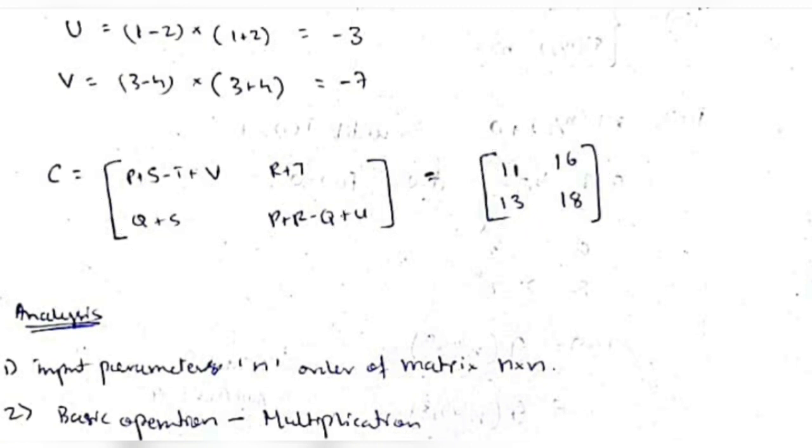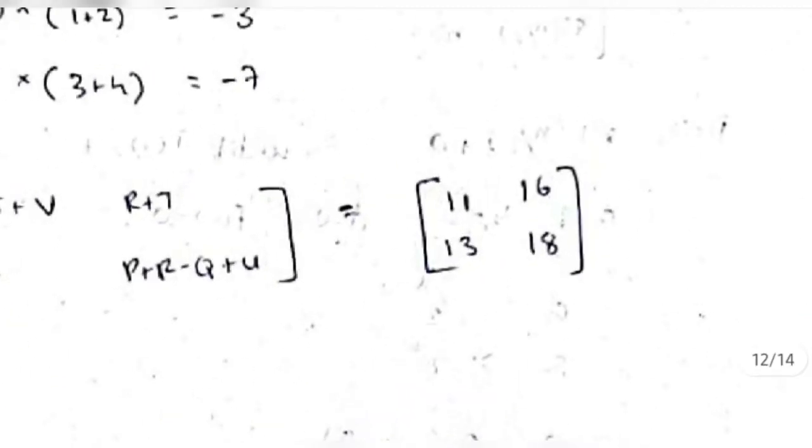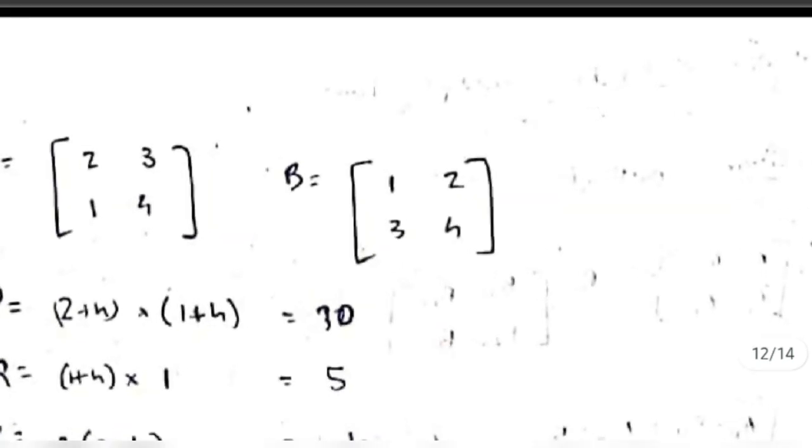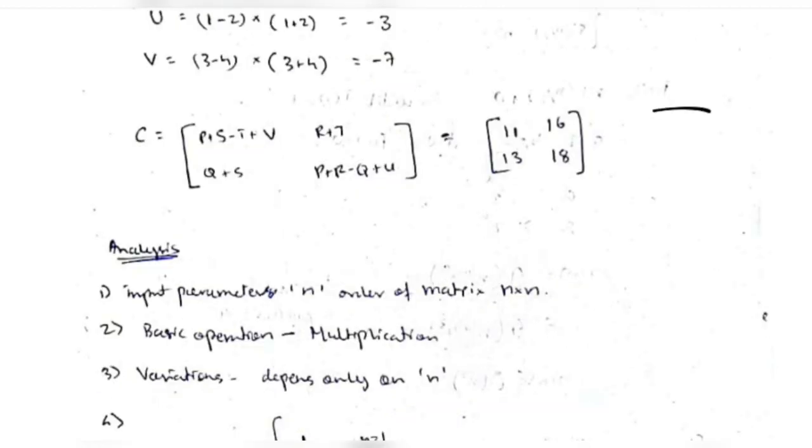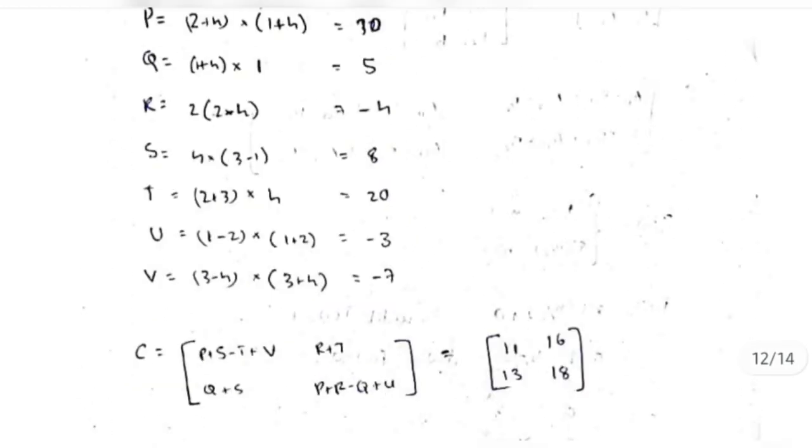For example, I'll compare the answer for C11, which is 16. How do we get 16? See here, by multiplying this row and this column: 2 2s are 4, 3 4s are 12, 4 plus 12 is 16. So there we got 16, right? So this is the correct answer, and by using Strassen's matrix multiplication, we can find the answer with much lower time complexity than the traditional method.